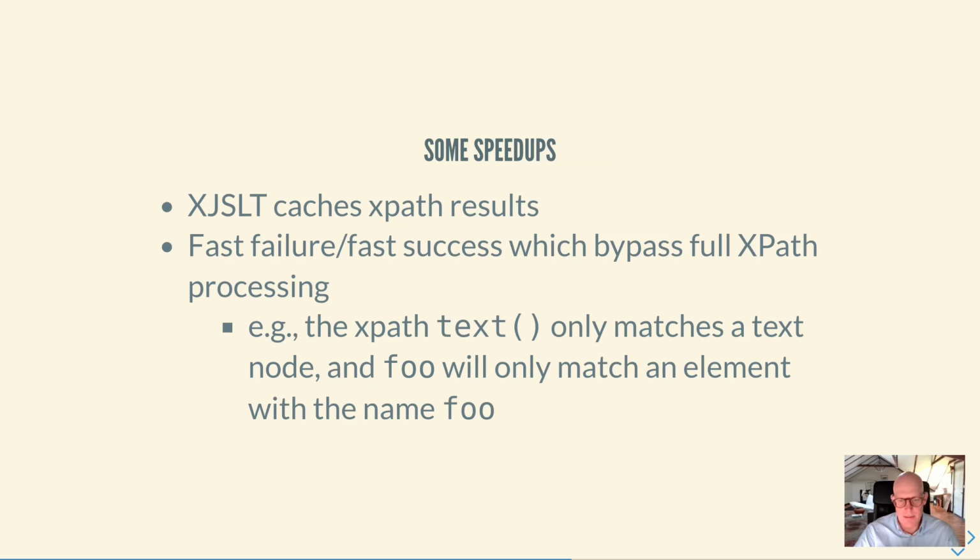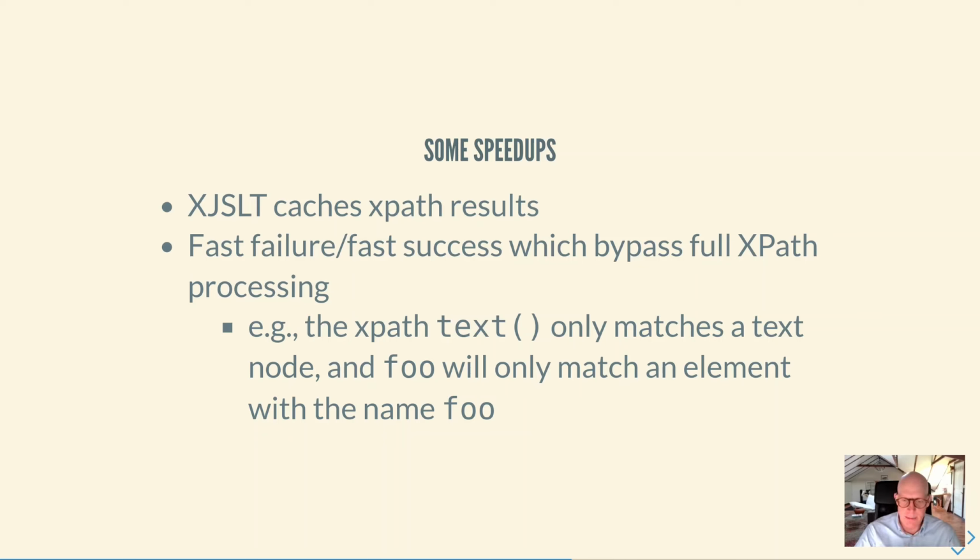So for example, if we're looking at the pattern text, we know that will only match a text node. For any other type of node, we can quickly say that is not a match. And if it is a text node, we can quickly say that is a match without calling out to full XPath processing. As another example, the pattern foo would only match an element with the name foo and no other element.